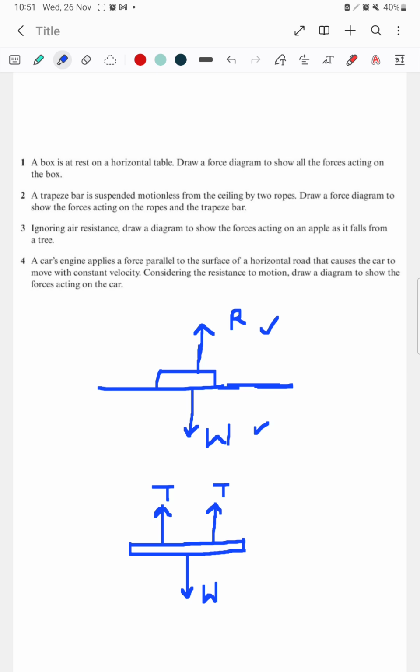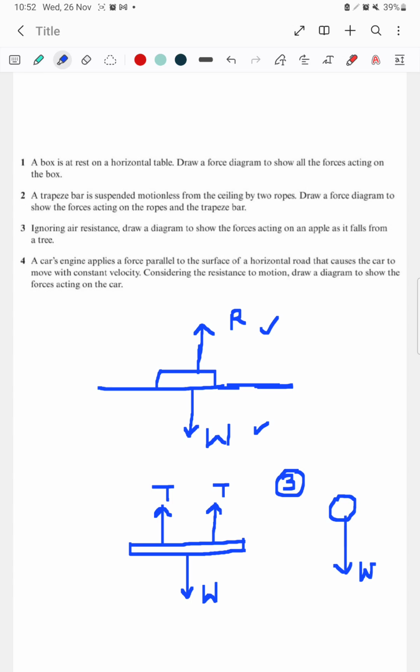Then next we have: ignoring the air resistance, draw the diagram to show the forces that are acting on an apple, as a particle, as it falls from the tree. So in that case, this is question 3. There is an apple and it is falling freely without any air resistance. So it is falling from the tree. When it is falling, there will be a weight here. That force will be acting on this object, and that is W.